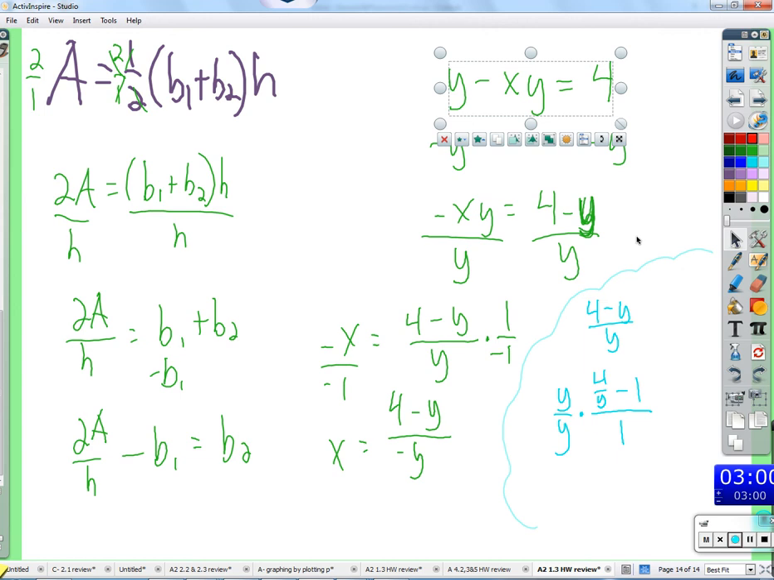Well, if it was a negative y, would they cancel then? We have to be able to do the same thing. If negative y's are going to cancel each other, I still have to be able to write it as negative y over negative y times this other fraction, right? Negative y times 1 would give me negative y, and negative y times positive 1 will give me negative y down here. But negative y times what gives me 4? Negative 4 over y would do it. But then it's not simpler.